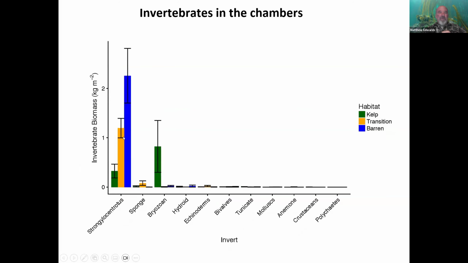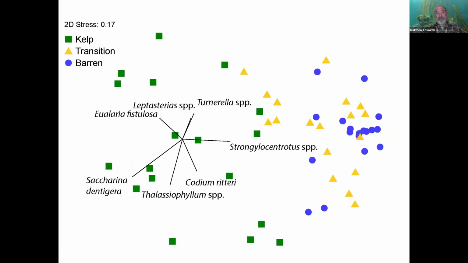For invertebrate abundances, we can see the same thing going from the green, which is the kelp forest, through the transition into the blue, which are the barrens. These are Strongylocentrotus and Tegula. These are the green urchins. And what we see is it's mostly about the urchins. So as I said before, these are the two things I'm going to focus on mostly.